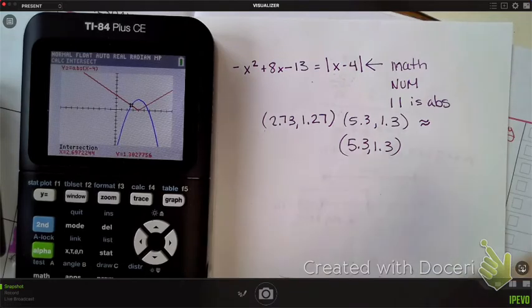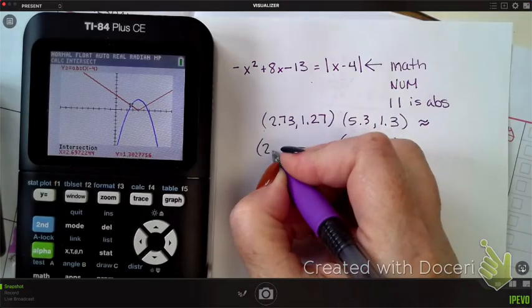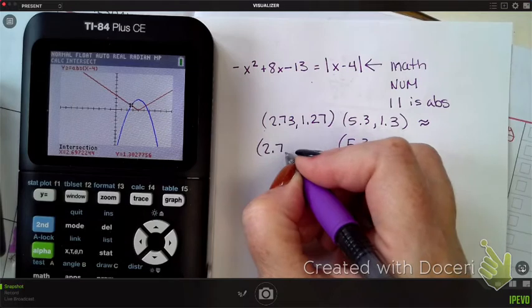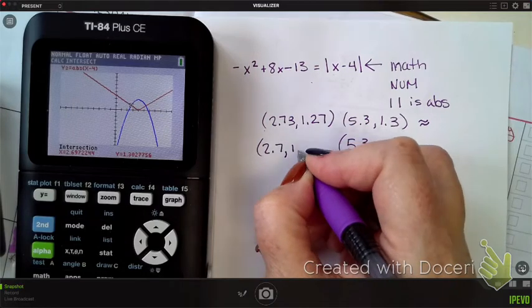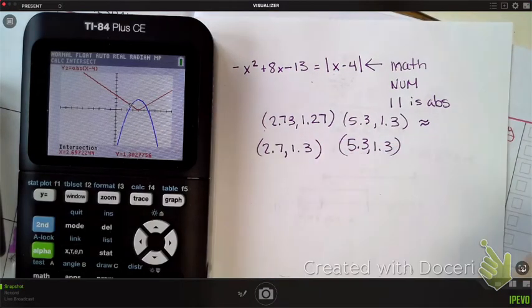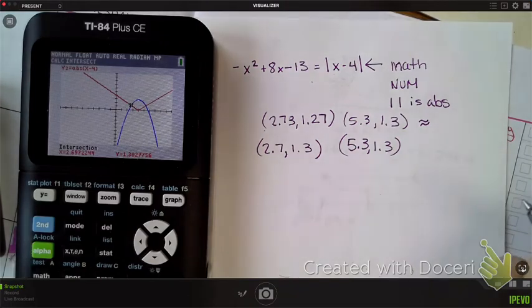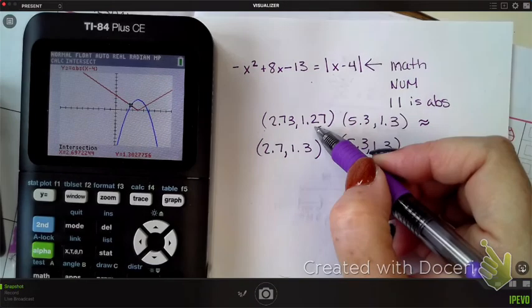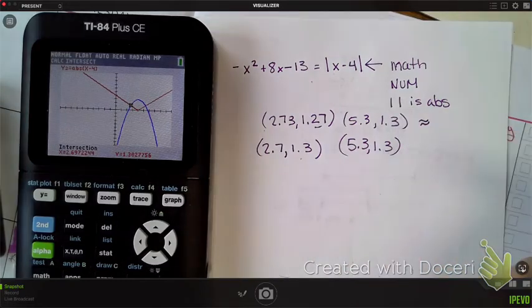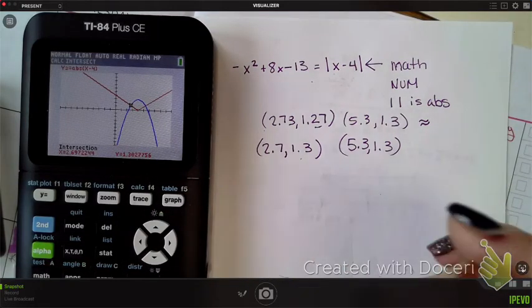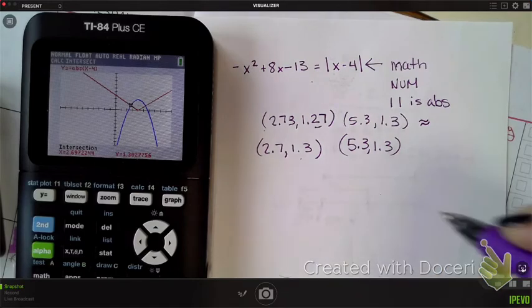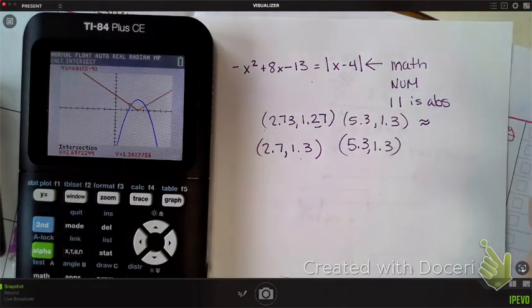I got 2.7 and 1.3. Your trace would have been pretty close. I mean, this would have rounded to the same one too. But usually the trace is not that good. Usually the trace jumps too much. So of all of this, the most efficient was just making the calculator do it for me, correct?